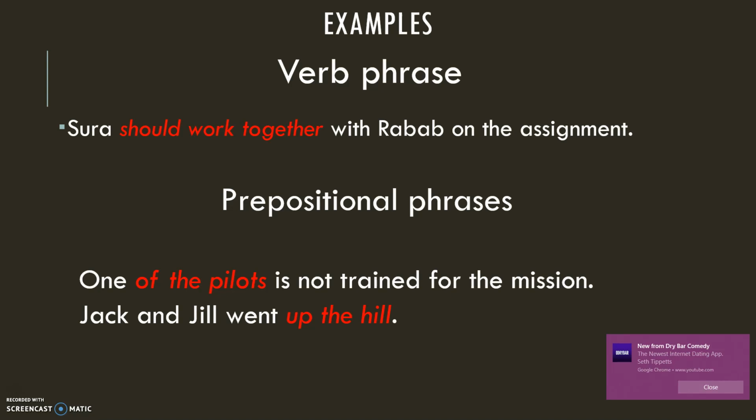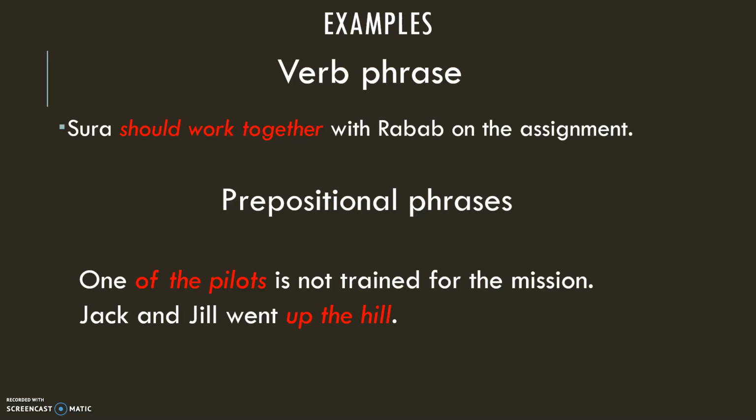Examples. Verb phrase. Surah should work together with Rabab on the assignment. Okay, should work together is a verb phrase. The verb is should work, and the phrase is should work together. It does not have a subject, and it does have a verb. Prepositional phrases don't have subjects or verbs.